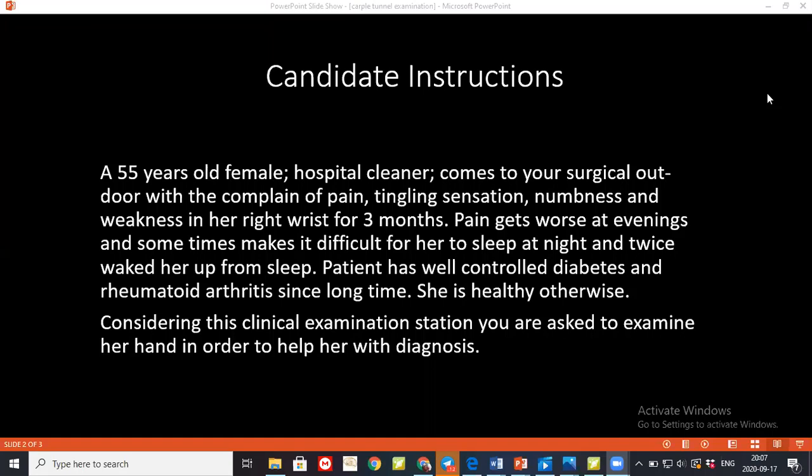such as Bouchard's or Heberden's nodes, swan neck deformity and boutonniere deformity, and look for any skin changes and muscle wasting and nail changes and nail fold vasculitis or changes.